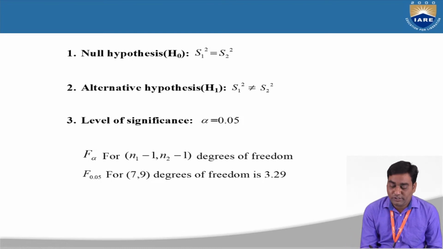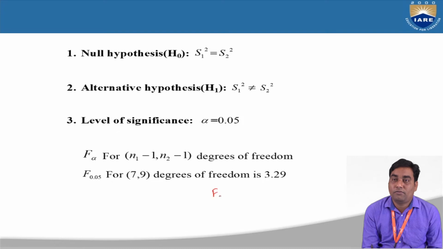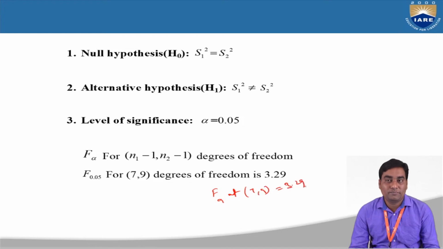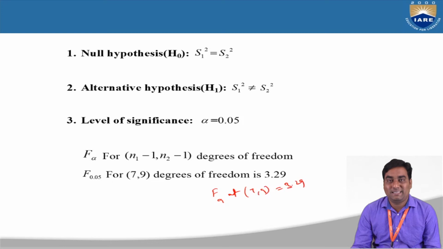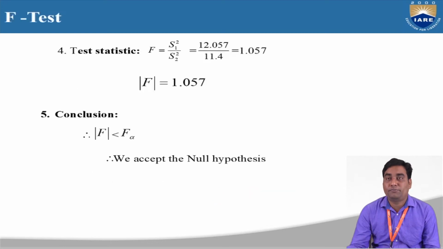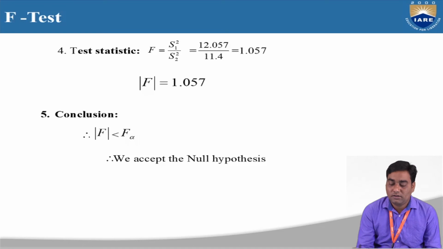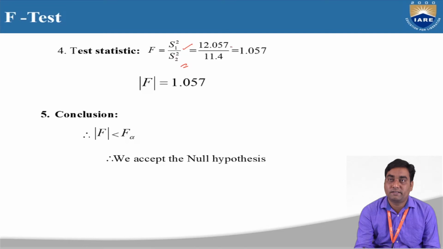So from the F distribution table, we got F alpha at 7, 9 degrees of freedom is 3.29 from the F distribution table in step 3. Now going back to step 4, test statistic formula, F equal to S1 square by S2 square, or S2 square by S1 square. Whichever is the highest value, that will be in the numerator. So here, comparing S1 square and S2 square values, S1 square value is greater than S2 square value.